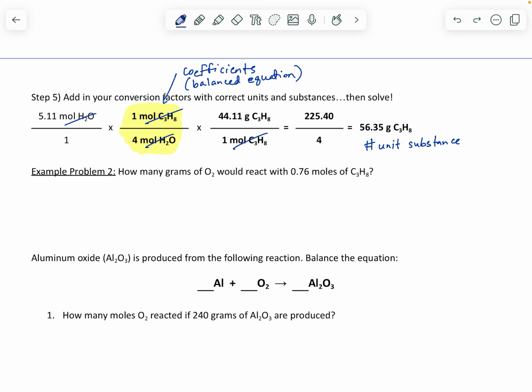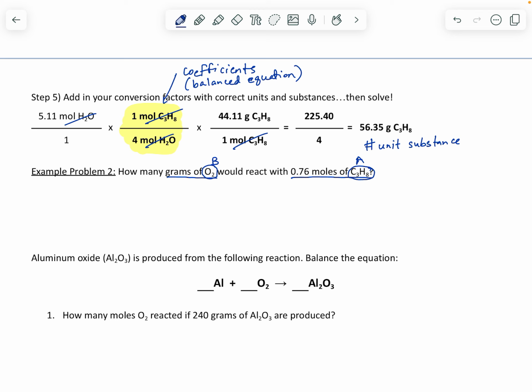I am starting with this many moles of this substance. Because this is my starting point, I know that propane now is substance A, so it's not always just the first substance you are seeing in the problem. It's whatever you have a starting value for. So moles of A, and I'm looking for grams of this other substance, O2, which is grams of B.